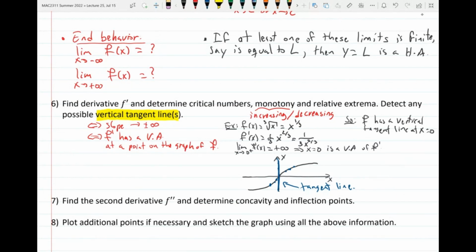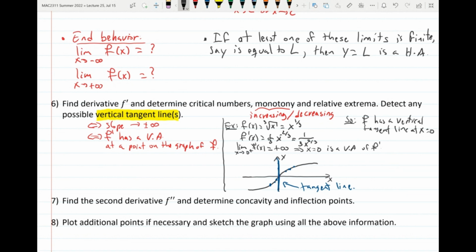All right. So we'll do an example today in which we'll have a function that has a vertical tangent line, okay? That's why I wanted to pause here and give you this little example, just so that you're aware of that. So we find the first derivative, and determine monotony, relative extrema, and also any possible vertical tangent lines.